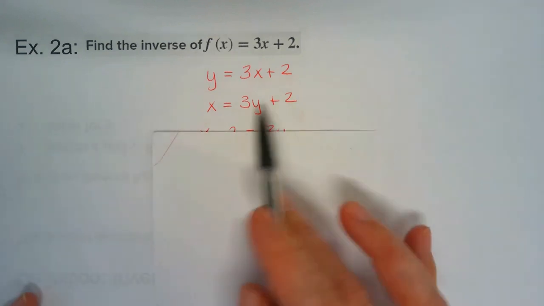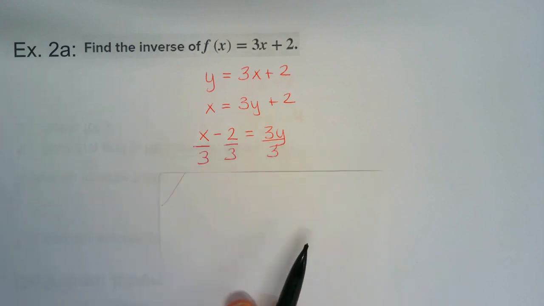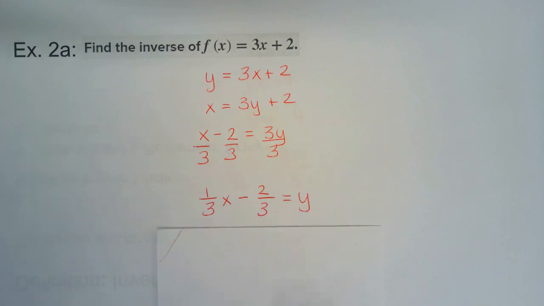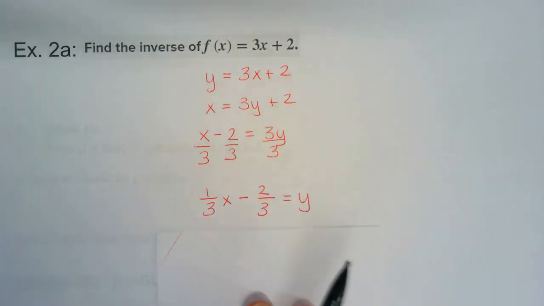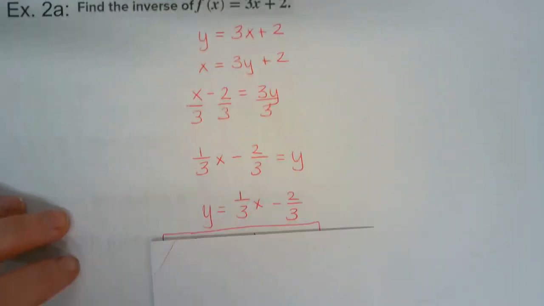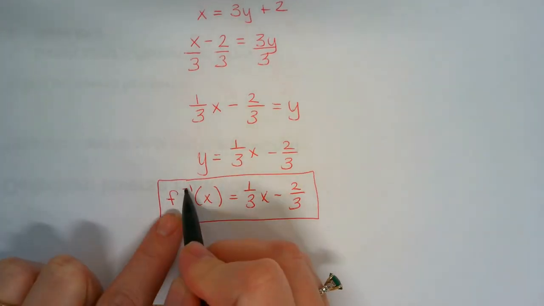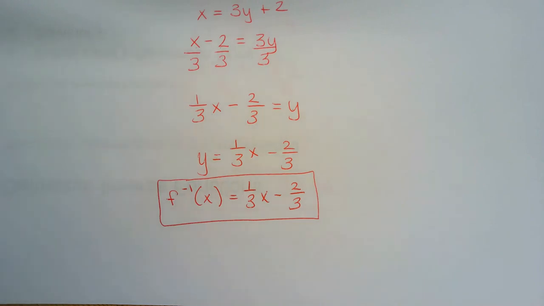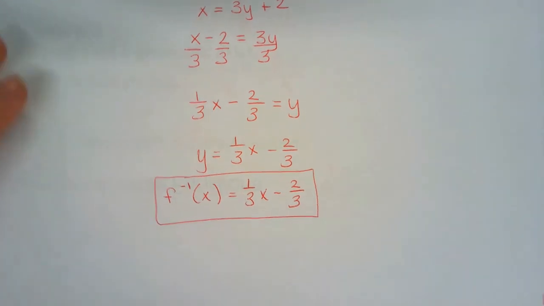So I would minus my 2 to the other side, and then I would come back and I would divide everybody by 3. I would simplify as much as I can. So this would be 1/3 x, negative 2/3, this is just y. I can switch it around if I want the y on the other side. If you want to be fancy, you can rewrite it in inverse form, which means that you're doing a -1 as an exponent. So the inverse of f would be this guy. Pause the video and try the next question.